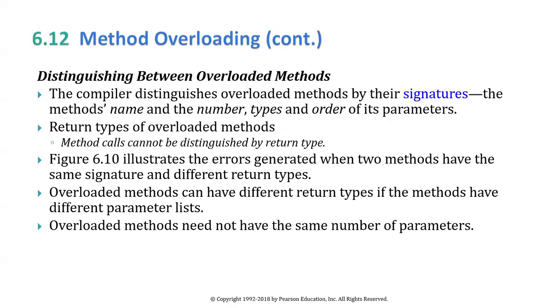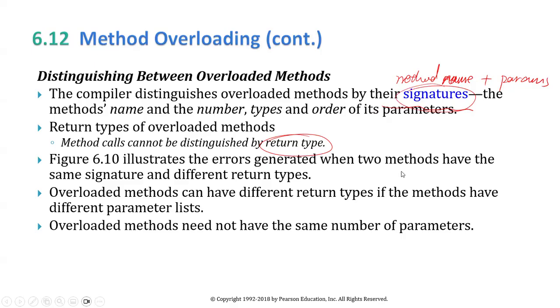And we have to distinguish between overloaded methods because the compiler distinguishes overloading by their signatures. We say the method name plus parameters, and types, orders. The overloaded methods and the method call cannot be distinguished by return type. Only by the signature.